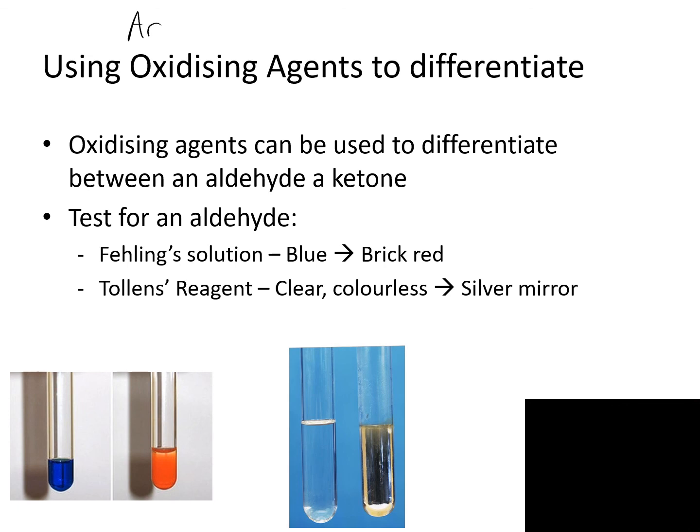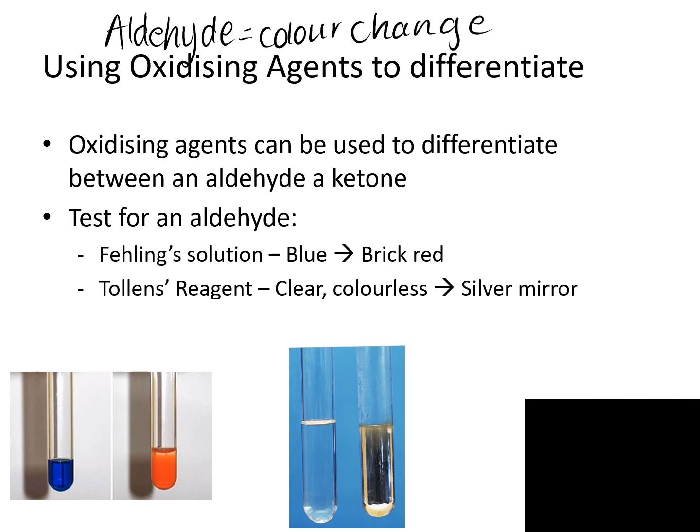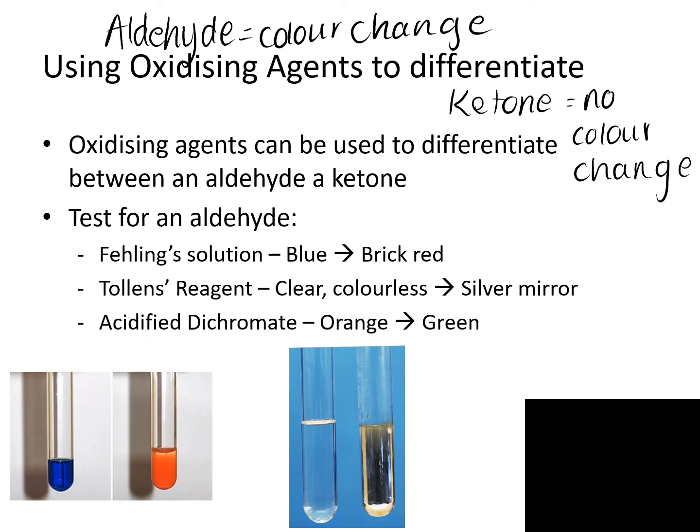So aldehyde, you're going to get a colour change. Ketone, you're not. No colour change. Okay, so we can test that using Fehling's solution, Tollens reagent, or again we can use the acidified dichromate, and that goes from an orange colour to a green colour.